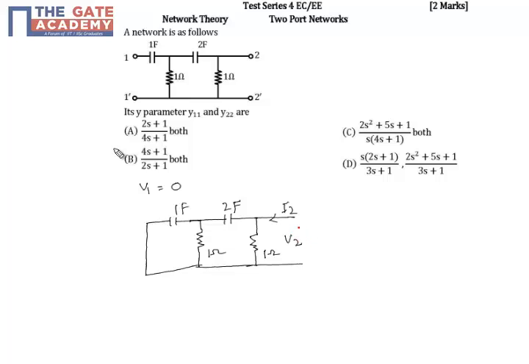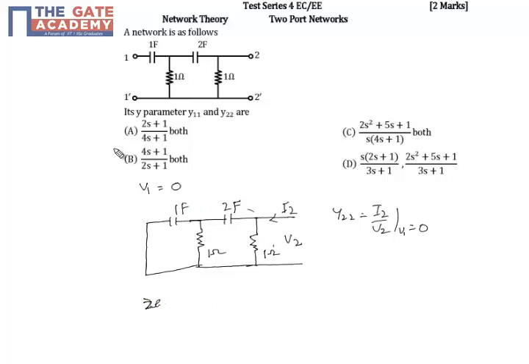Now we have to find y22, which is equal to I2 by v2 when v1 is equal to 0. Same as the previous case, we have to determine the equivalent impedance of this whole network, and then we know v2 is equal to I2 into the impedance of the whole network.